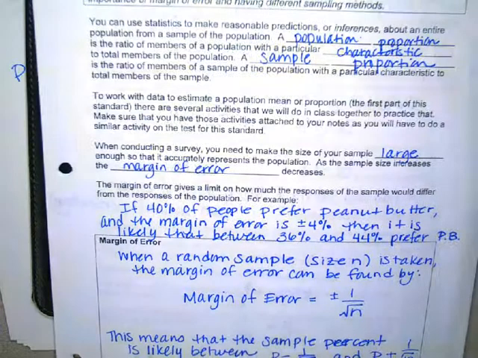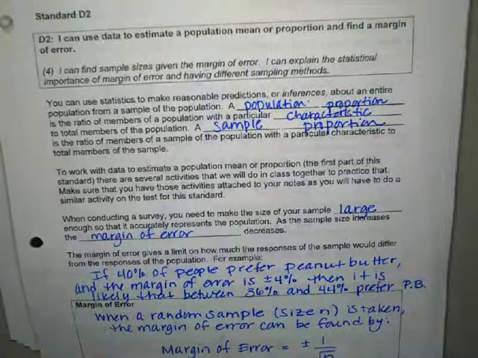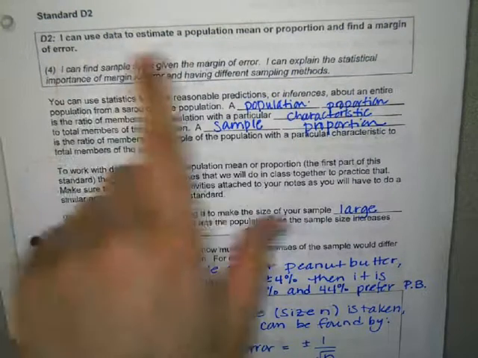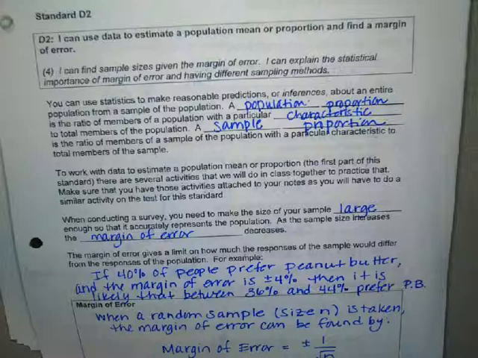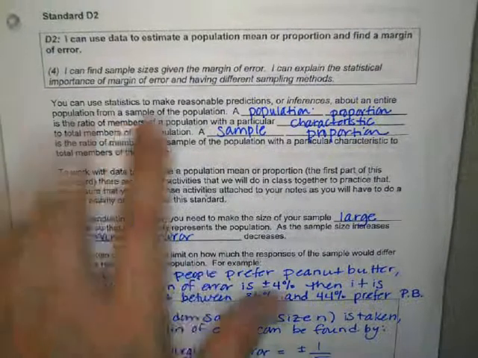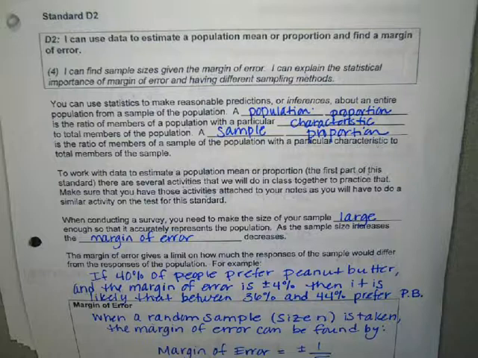Okay, we're going to start with standard D2 here. I'm going to explain a couple of things. All right. This is about using data to estimate a mean or proportion and then find a margin of error. And you will see means or proportions and margins of errors written all throughout reports by the news or articles that you might read. So it's good to understand what it's actually telling you.